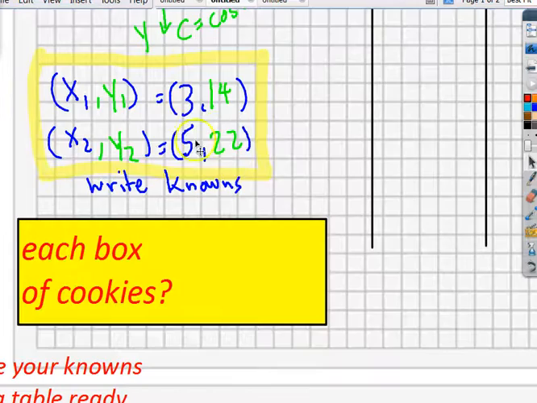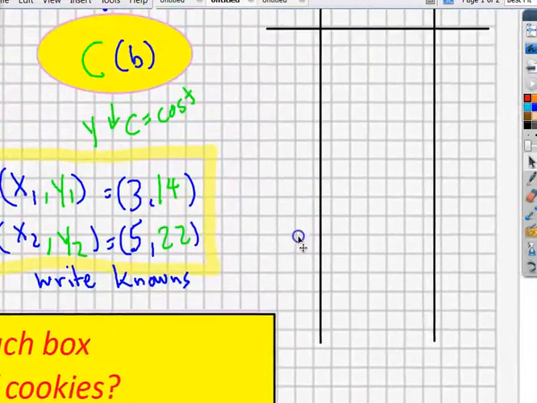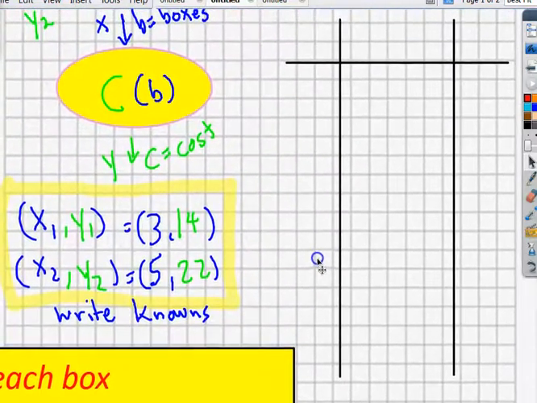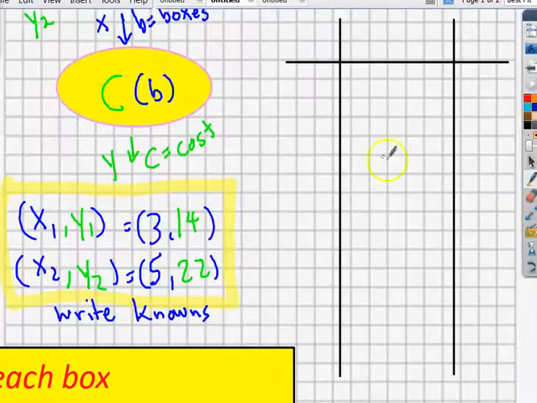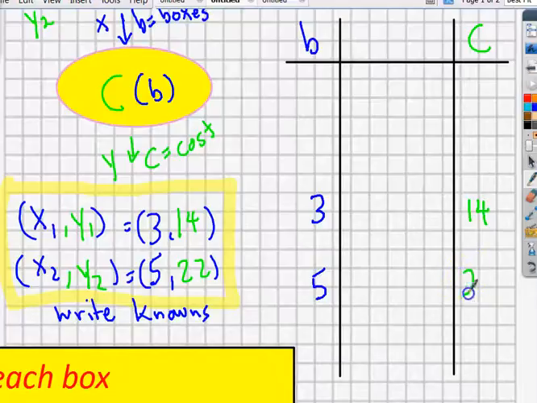All right, so now I'm going to turn these into a table. I like to turn my data into a table because it's a little bit more organized for me. So the input variable was boxes, and the output variable was the cost of the boxes. I only know 2 input-output pairs, but I'm going to move all the way down here because I'm going to leave room for the missing numbers. So 3 should go about right here. I know 3 gives me 14. And I know 5 gives me 22.